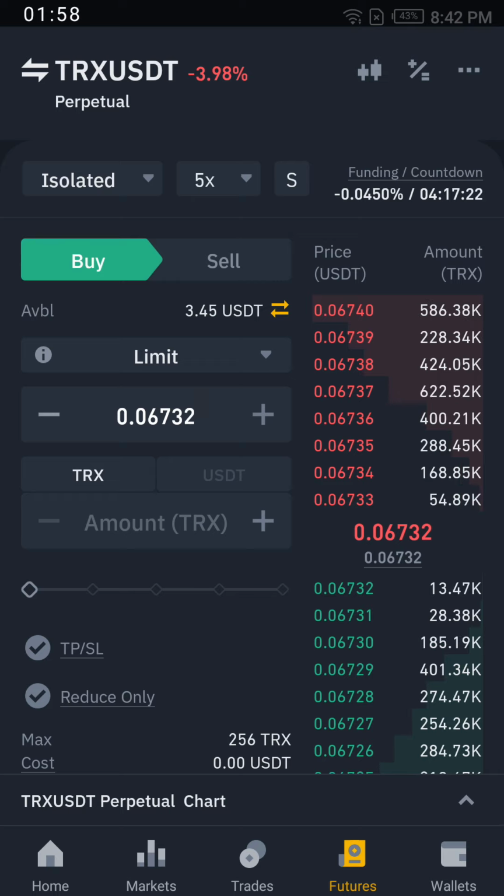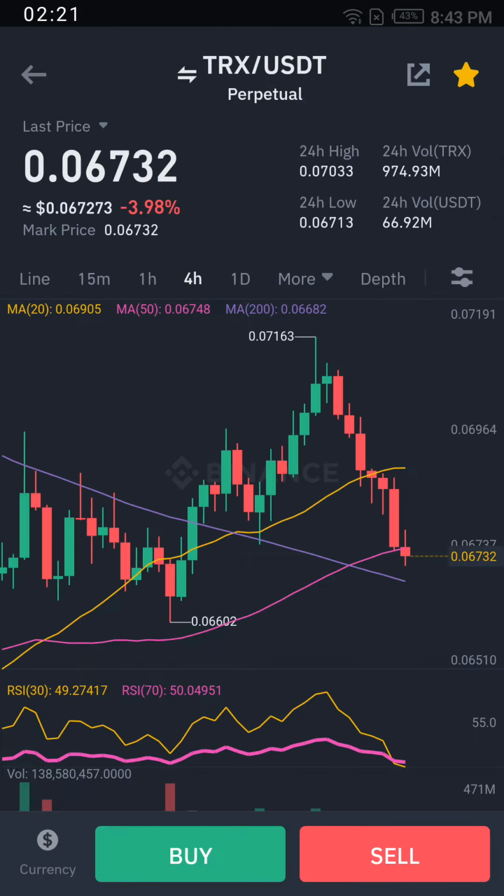Here, if you look at the top, where you get your TRX USDT, follow that line and you see something that looks like a candlestick. After that, you see a plus slash equal sign. I'm going to click that, the one that looks like a candlestick. So I click it. This is my chart.